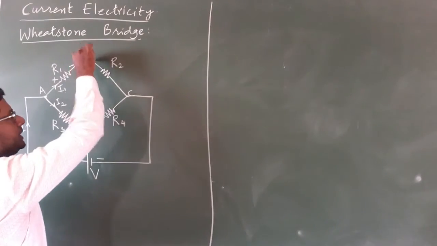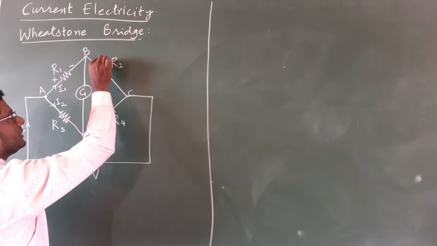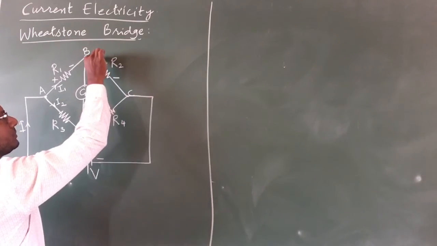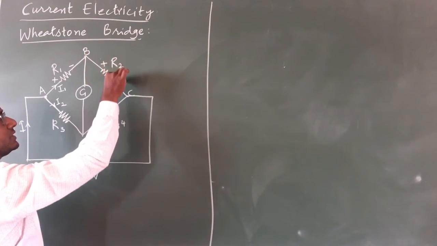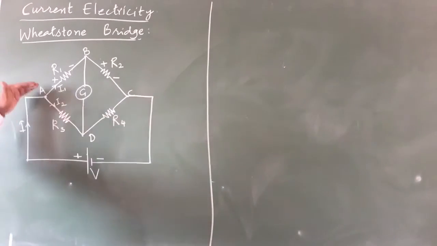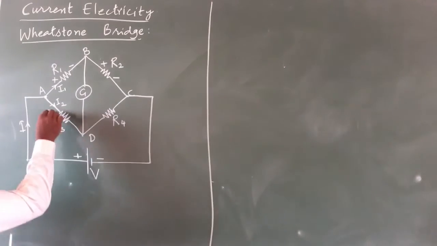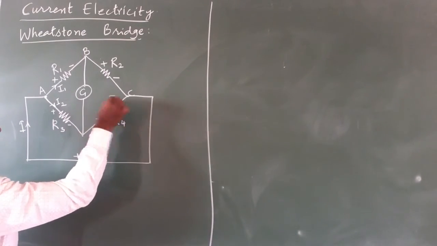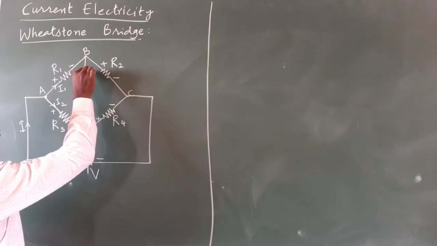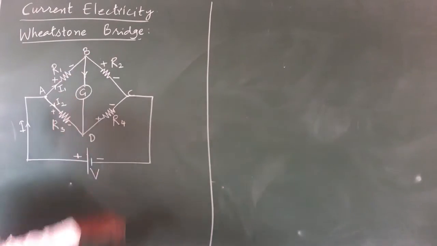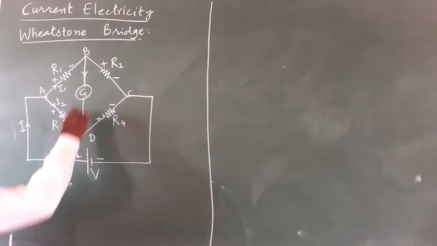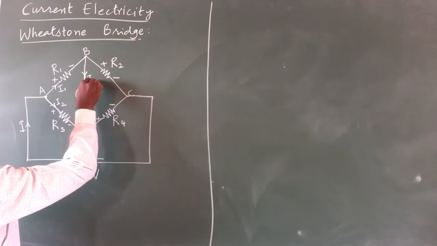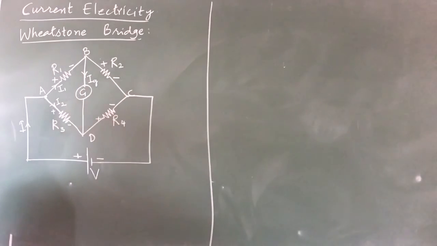Then from point B to C, the current is going to flow in this way, so I am going to put plus and minus. This is the higher potential, this is the lower potential. Similarly, going towards D, this will be plus, this will be minus, and this will be plus, this will be minus. We need one more current to flow through the galvanometer, and that current is taken as Ig. So it is the galvanometer current Ig.